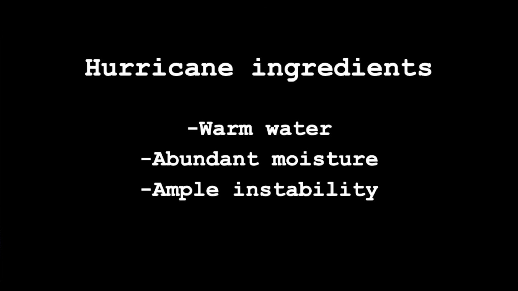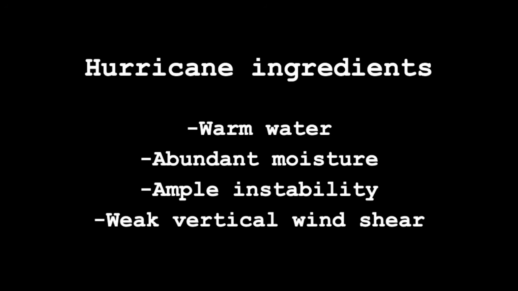And finally, contrary to supercells and tornadoes, hurricanes need weak vertical wind shear, which is that change in wind speed and direction with height, to intensify. This might seem a little counterintuitive. We have a rotating storm system. Wouldn't you need wind shear for the storm system to rotate? That's not the case. Let me tell you why.